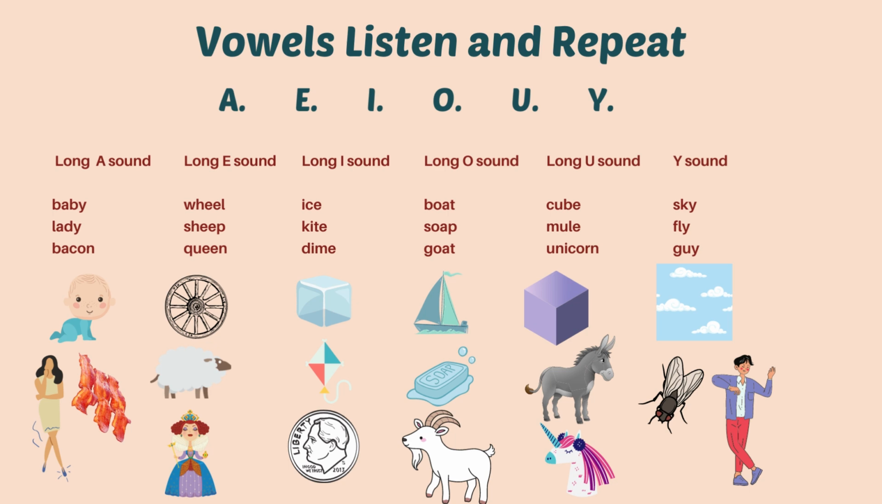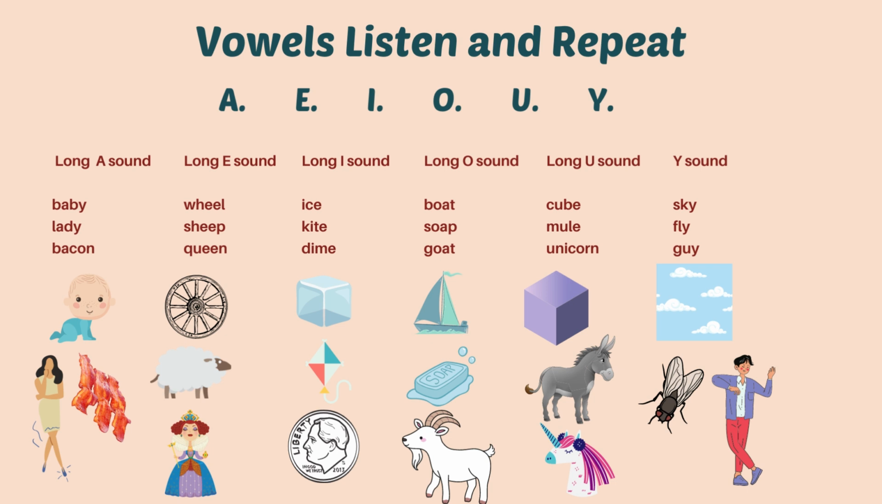The long E sound. The long E sound is wheel, sheep, queen. The long I sound. The long I sound is ice, kite, dime. The long O sound. The long O sound is boat, soap, goat.